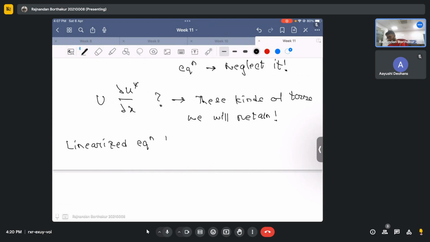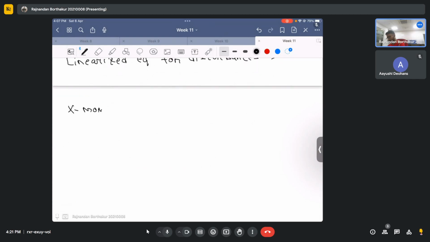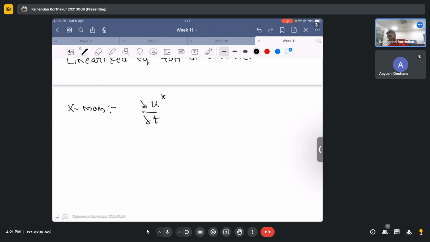equation for disturbances. It looks something like this. So the x momentum is something like this. It is del u star by del t plus the base flow times del u star by del x plus w star times del u by del z. Is this a linear term or a nonlinear term? Can you tell me? Linear. Yeah, exactly.